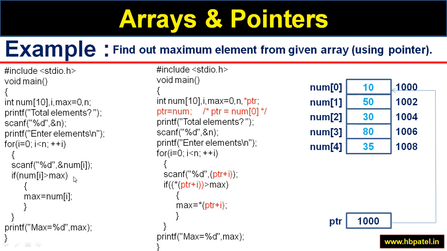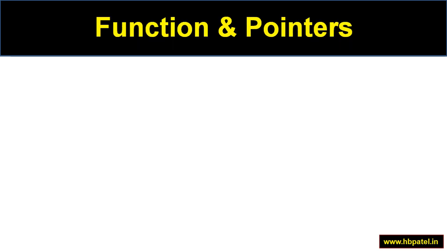Rather than using the array, we have assigned the address of the array into a pointer, and then we are replacing the array by the pointer variables, and the whole program will work in the same way. So we are going to get the output max equal to 80. Now let us try to use pointers with the second chapter, that is function.